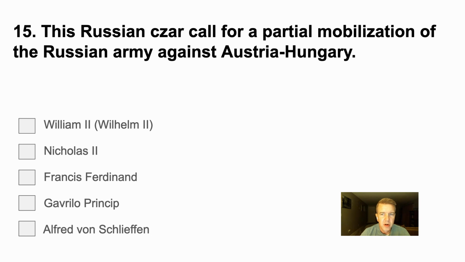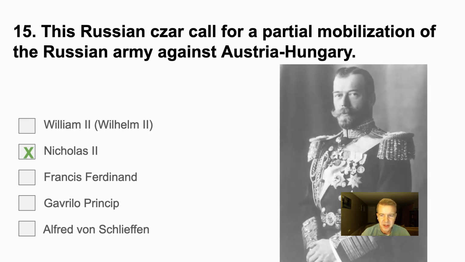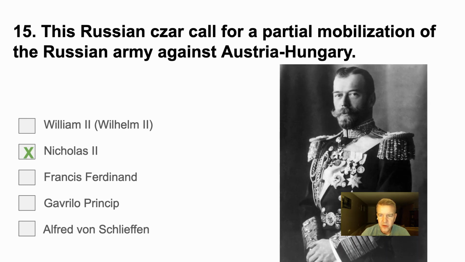This Russian Tsar called for partial mobilization of the Russian army against Austria-Hungary. That is Nicholas II, Tsar Nicholas II here of Russia. He is also a relative of Queen Victoria of England, who has since passed away at this time.